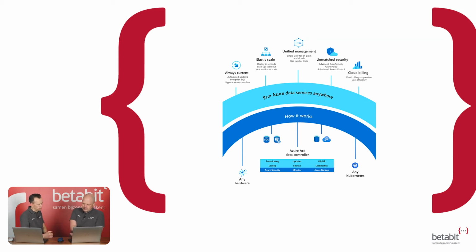So if you look here, then you can see how it works. It runs on the Azure Arc data controller, which actually does provisioning and scaling and all the updates and that kind of stuff. And then that actually runs on any hardware or any Kubernetes, which is pretty powerful. Yeah. And you can see the PostgreSQL database logo there and the SQL database logo, and I think it's even Azure Search, what I see over there on the right.